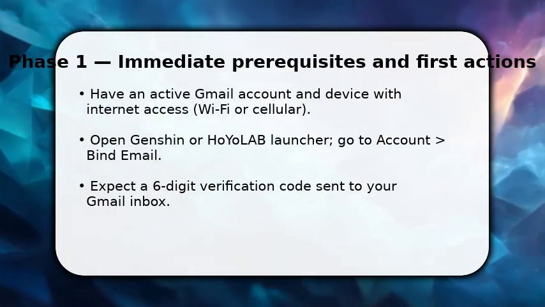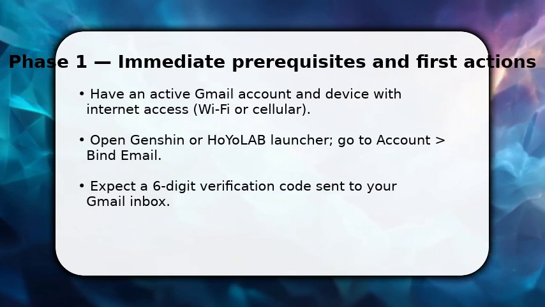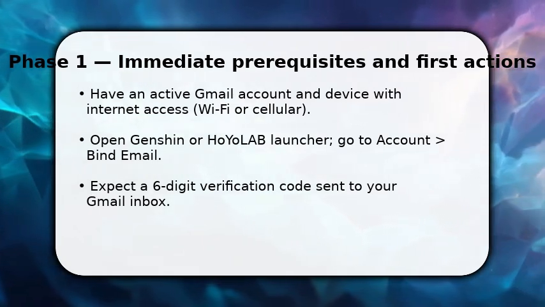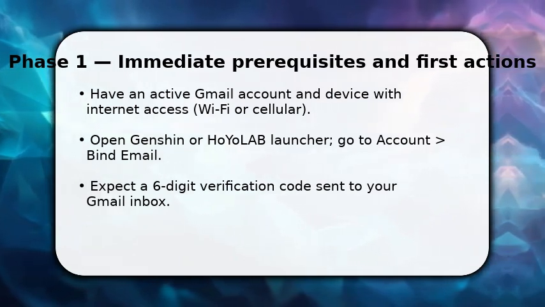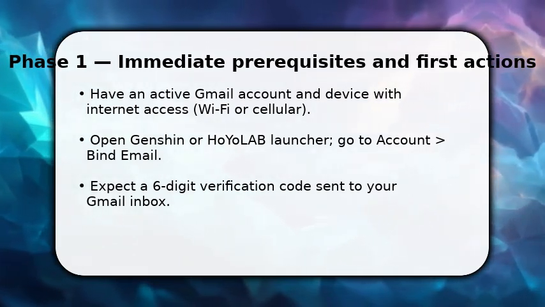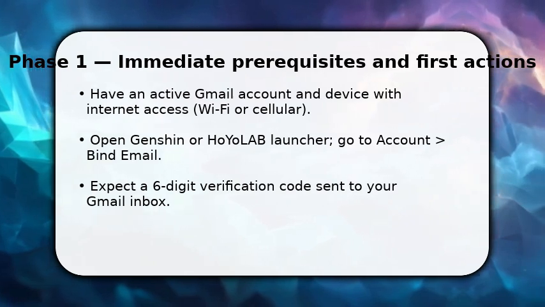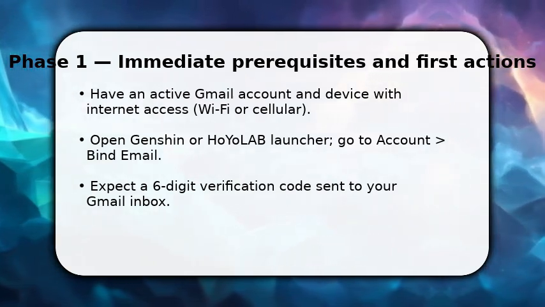You start by confirming you have a Gmail account and the latest Genshin/Hoyo Lab app installed because binding requires email verification. Once ready, open the launcher, tap Account, then choose Bind Email. Enter your Gmail address exactly because typos break verification.